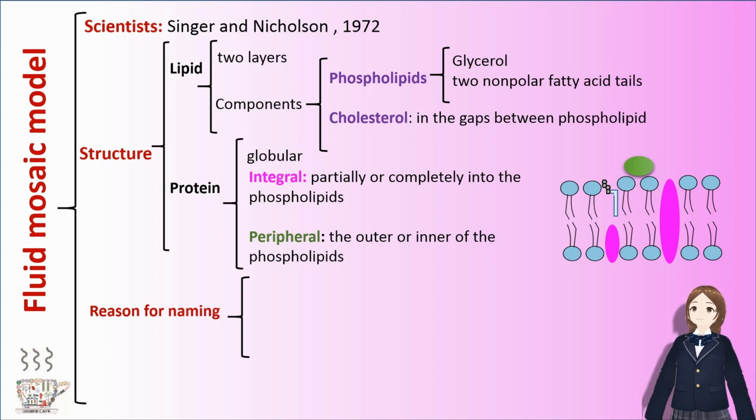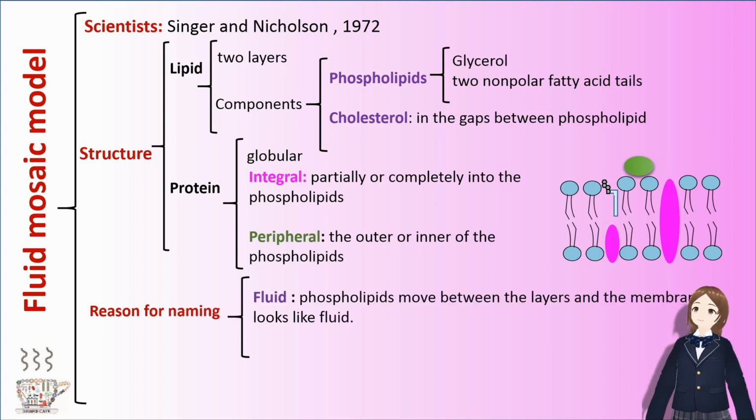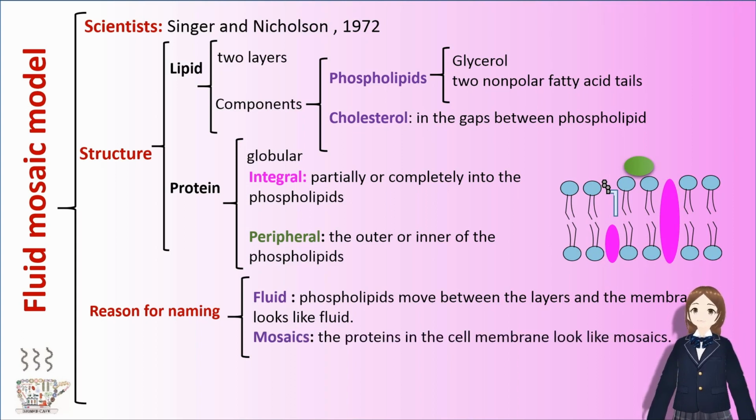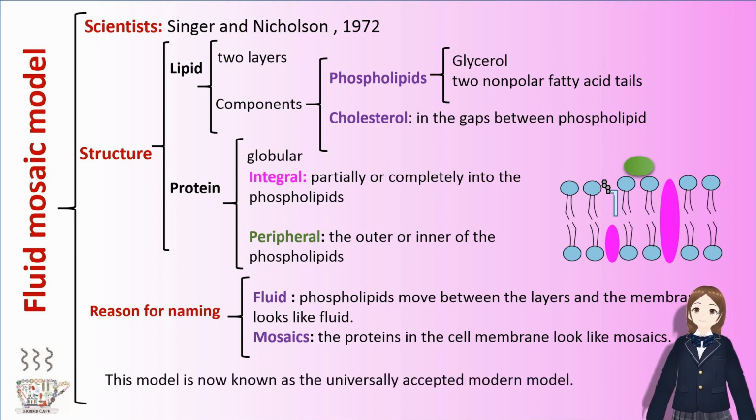The reason for naming this model: fluid, because phospholipid moves between the layers and the membrane looks like fluid, and mosaic, because the proteins in the cell membrane look like mosaics. This model is now known as the universally accepted modern model.